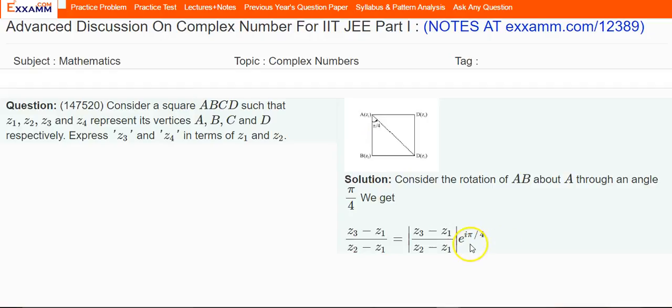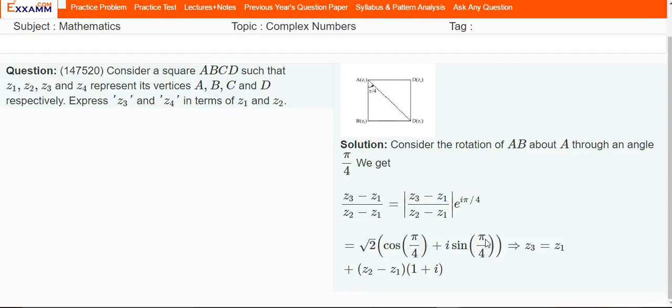Now what is e to the power i pi by 4? E to the power i pi by 4 is cos pi by 4 plus i sin pi by 4, and that is (1 plus i) upon root 2. Now what is this particular figure? Modulus of Z3 minus Z1 is the length of this diagonal, and modulus of Z2 minus Z1 is this. So if it is a, then it would become a root 2. So this upon this is equal to root 2. So root 2 times (1 plus i) divided by root 2 is 1 plus i.